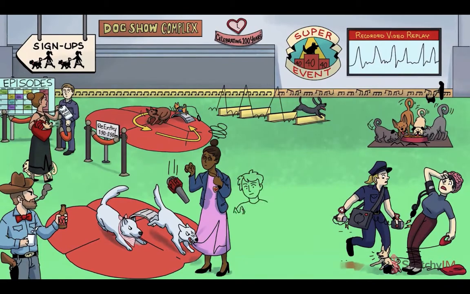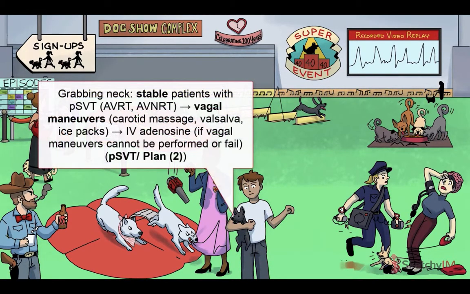For stable patients, the goal of therapy is to break the reentrant circuit and restore normal sinus rhythm. The best way to do this is to slow conduction through the AV node, as both the AVNRT and the AVRT circuits pass through the AV node. Generally, in a stable patient, we start with the least invasive therapy and progress to the most aggressive therapy.